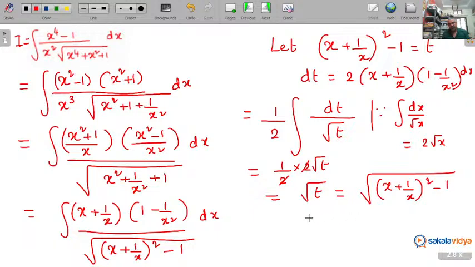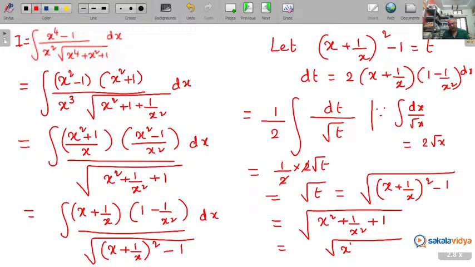So minus 1. Again this can be simplified now under root of, this is x square plus 1 by x square plus 1. Take x square common, so under root of x to the power of 4 plus 1 plus x square upon x plus constant of integration. This is our answer.